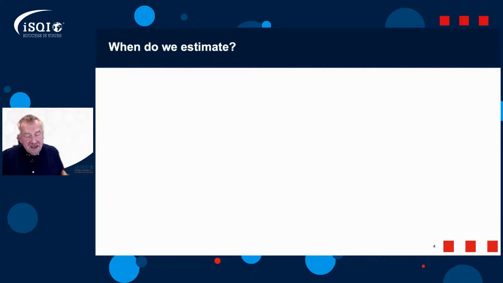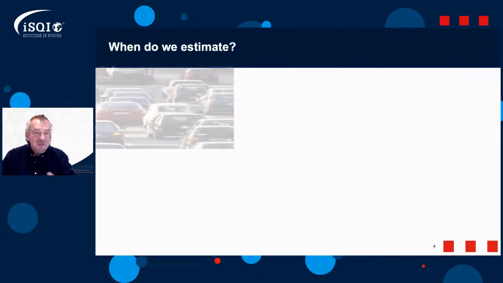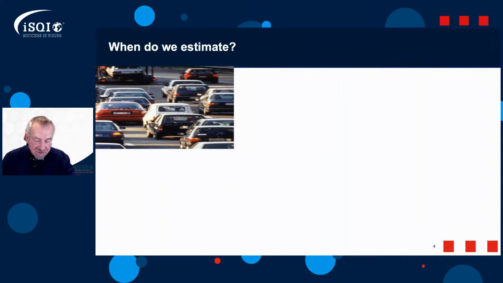Now, one of the aspects that fascinate me is that estimation is all around us. We estimate every time we go on journeys, how long is it going to take us to get to X? And we base it upon historical information that's in our brains. You know, last time it took us this long, this time it's going to take us this long.